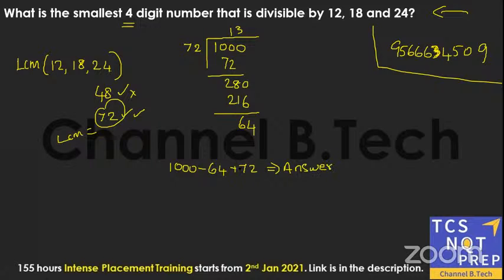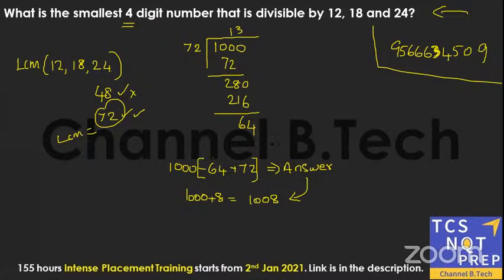Okay, this will give you the answer. 1000 minus 64 plus 72. Minus 64 plus 72 is how much? Plus 8, right? So just write it as 1000 plus 8, 1008. This is your answer.